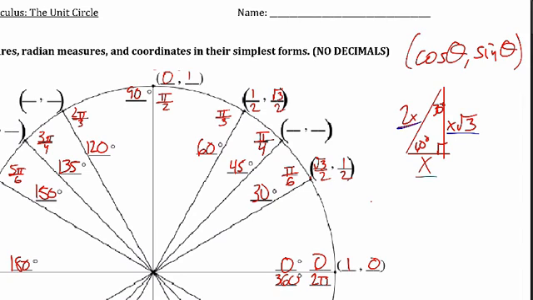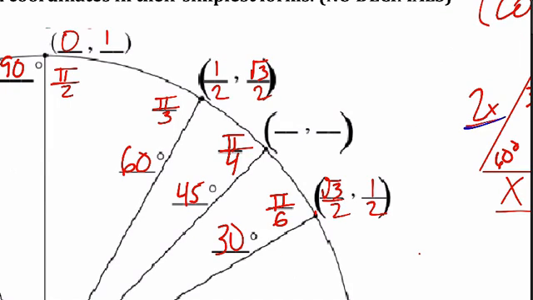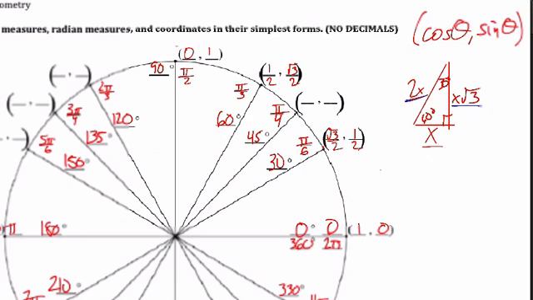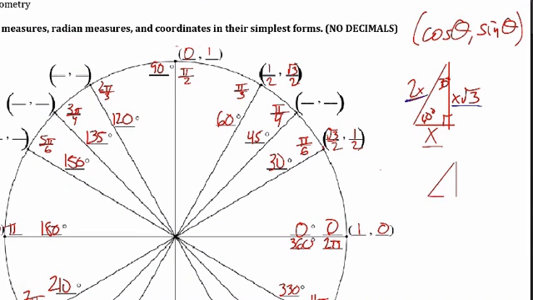So the sine and cosine of 30 and 60 degrees are kind of opposites of each other. The cosine of 30 degrees is root 3 over 2. The sine of 60 degrees is root 3 over 2. The sine of 30 degrees is 1/2. The cosine of 60 degrees is 1/2. Now for 45 degrees, I'm going to draw a 45, 45, 90 triangle.